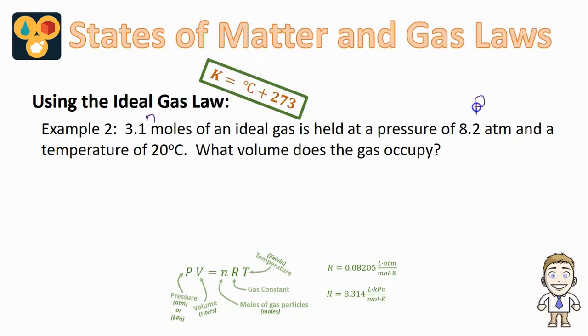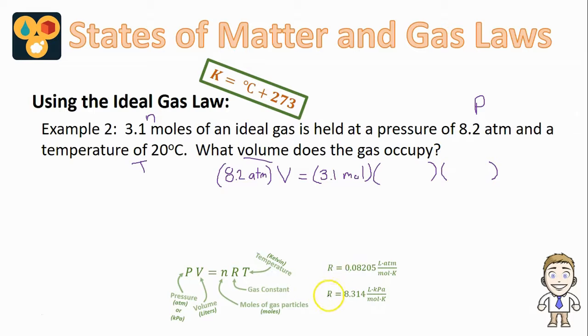at a pressure of 8.2 atmospheres, so there's my P, and a temperature of 20 degrees. This time we're solving for the V, volume. So here I've already filled out the P, V, and n into the equation, left blank the R and the T. We've got a decision to make with the R value.